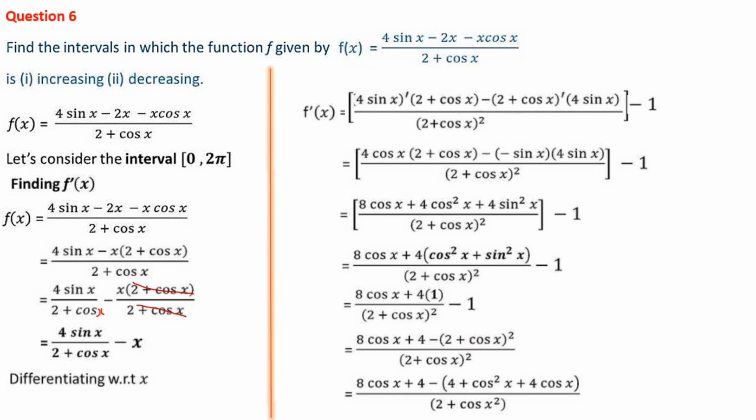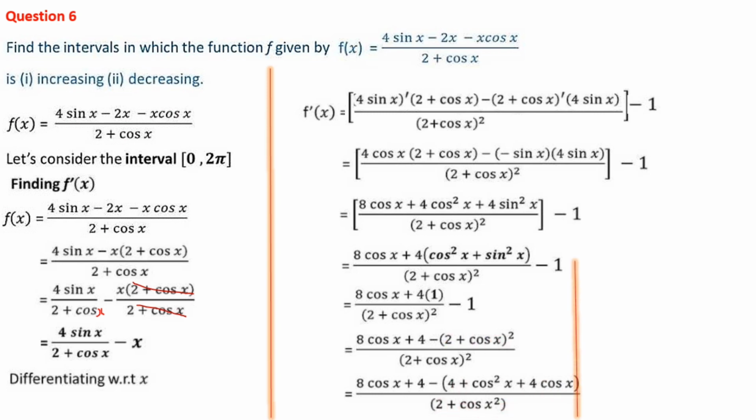Then here (2 plus cos x) the whole square is the denominator, then 8 cos x plus 4 minus (a plus b) the whole square expansion. a square is 4, 2 square is 4, plus b square, that is cos square x, plus 2ab, 2 into 2, 4 into cos x, that is written here. So 8 cos x plus 4 minus (4 plus cos square x plus 4 cos x), this is the expansion of (a plus b) the whole square.